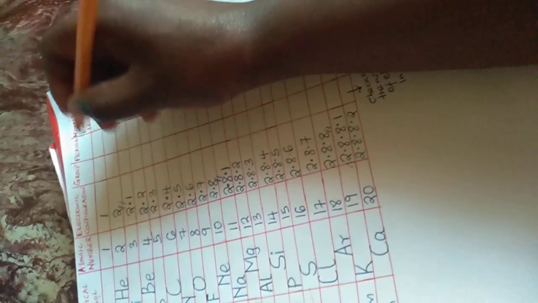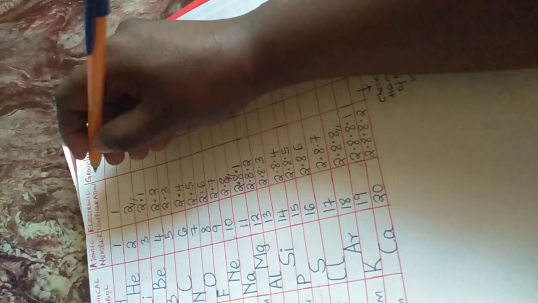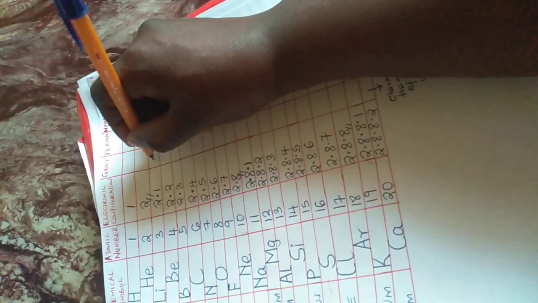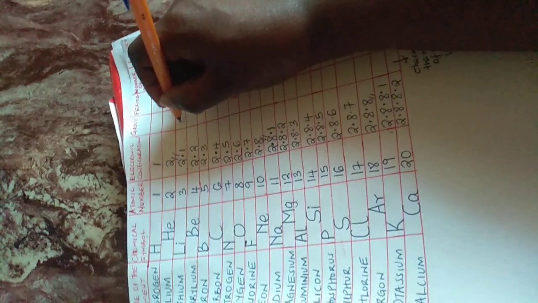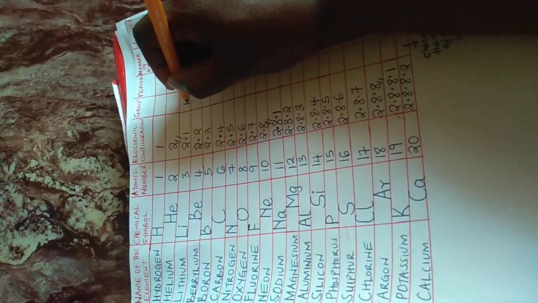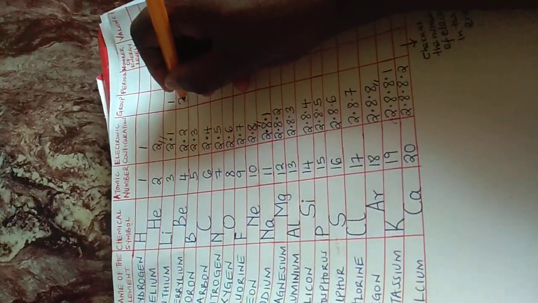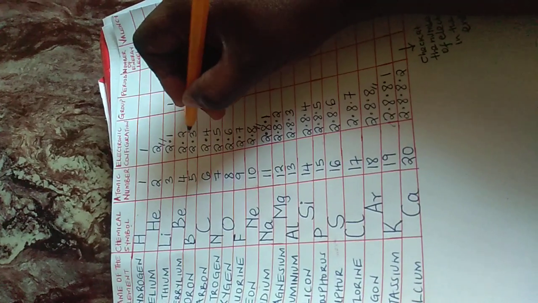So meaning, tutaanza na lithium kwanza. Lithium is in the first group, sababu it has only 1 electron in the outermost energy level. Beryllium has 2. Unaangalia iko na ngapi huku mwisho.